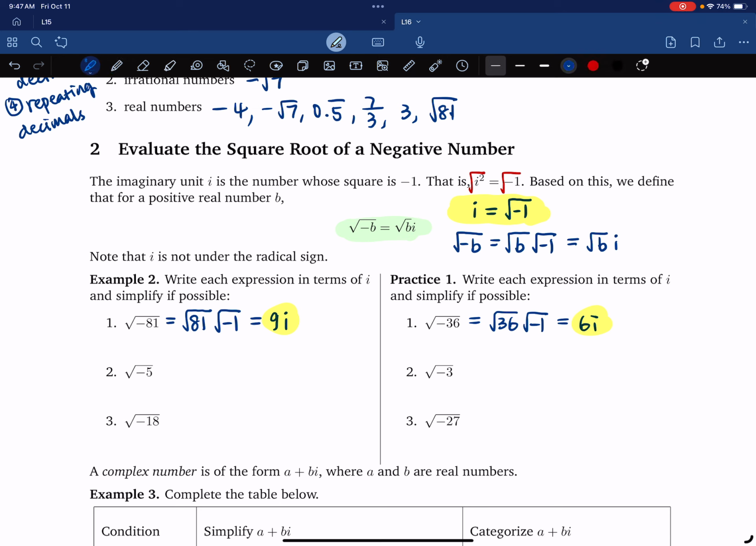Moving on to number 2. Number 2 is square root of negative 5. So you do the same split. You have square root of 5 and square root of negative 1, because that's how you get negative 5, from 5 times negative 1. And then we do the simplification, right?